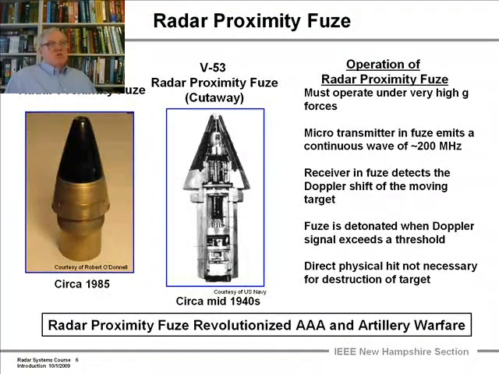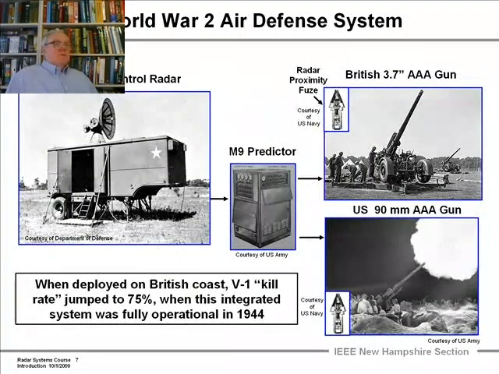The shards from the shell would destroy the V-1. So you've got a weapon that can kill it. You've got a sensor that can find it and track it. And what else do you need? Well, you need this device in the middle. And here's a block diagram of the whole system.